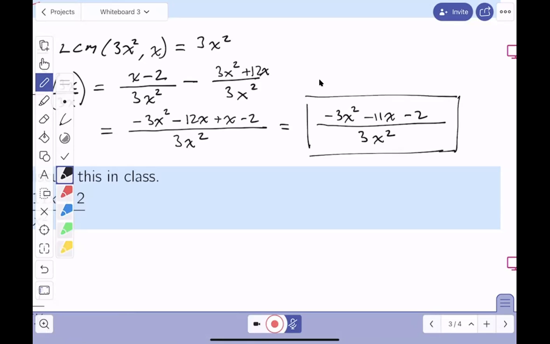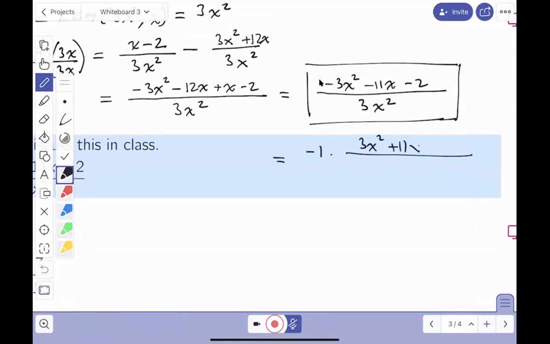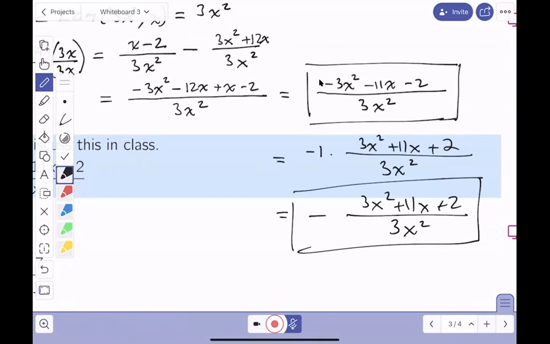There's no need to rewrite it. I will say some people are disturbed by the answer. So what they do is they factor out a minus 1. If they did that, what would they get? 3x squared plus 11x plus 2 over 3x squared. And that's just like writing this over here. Now, someone says, do I need to do that? No, the upper answer is fine as well.